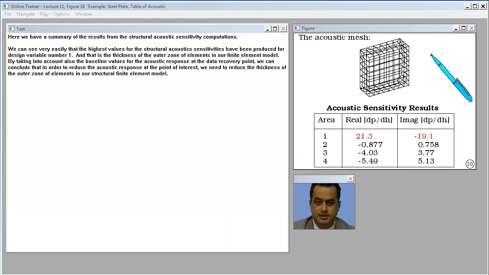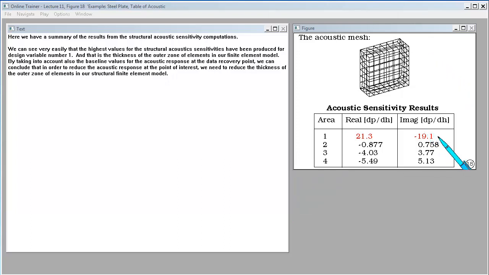Here we have a summary of the results from the structural acoustic sensitivity computations. We can see very easily that the highest values for the structural acoustic sensitivities have been produced for design variable number 1, and that is the thickness of the outer zone of elements in our finite element model. By taking into account also the baseline values for the acoustic response at the data recovery point, we can conclude that in order to reduce the acoustic response at the point of interest, we need to reduce the thickness of the outer zone of elements in our structural finite element model.